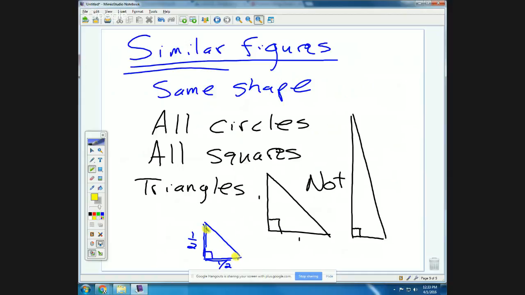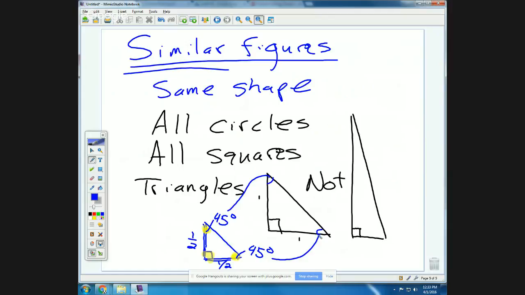Anybody remember how many degrees are inside of the triangle? All the angles add up to? 180, yeah. So if this one is a 90-degree angle, that means these guys have 90 to split, so they must be 45 each. And the same thing is going to be true for this angle here and that angle there. So if you have all the same angles, the triangles are similar. They have the same shape.